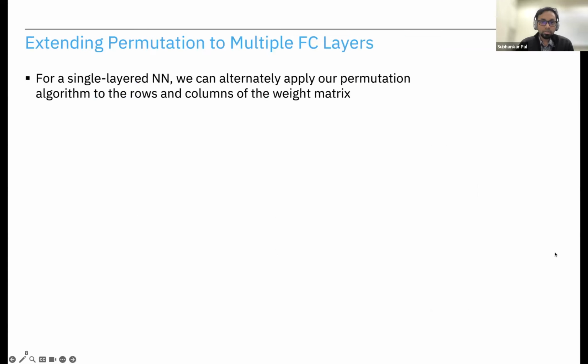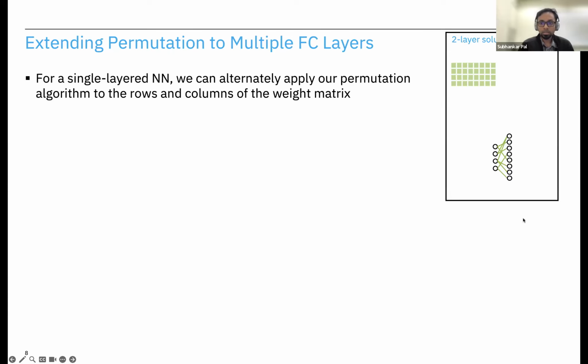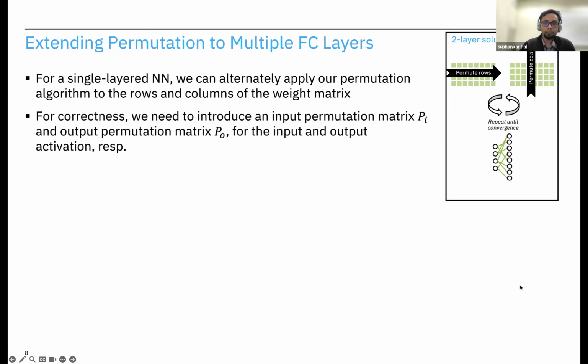Okay, so we now have an idea of how to do the permutation for a single fully connected layer, which is a single weight matrix. We just alternately apply our permutation algorithm to the rows and columns. So a bigger picture view would look like this. You have the layer and the matrix representation of it, and then you permute the rows and columns, and then you just repeat it until convergence.